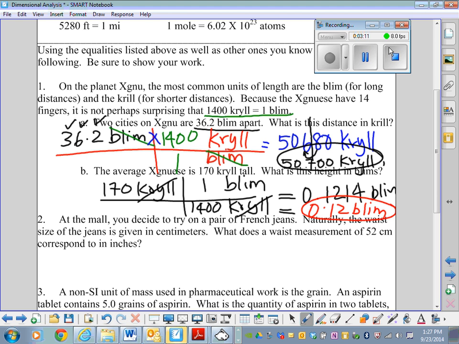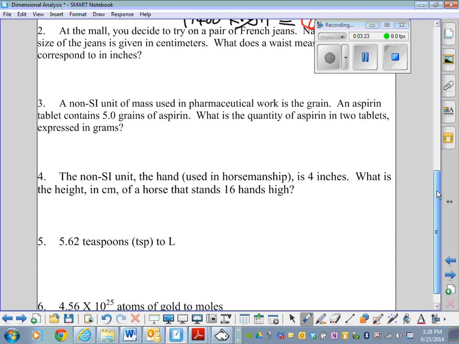Did everybody get the answer that I got? 0.12 blim. Is that right? Okay. Let's go down and let's do a problem in which we have to set up multiple proportions. Okay?